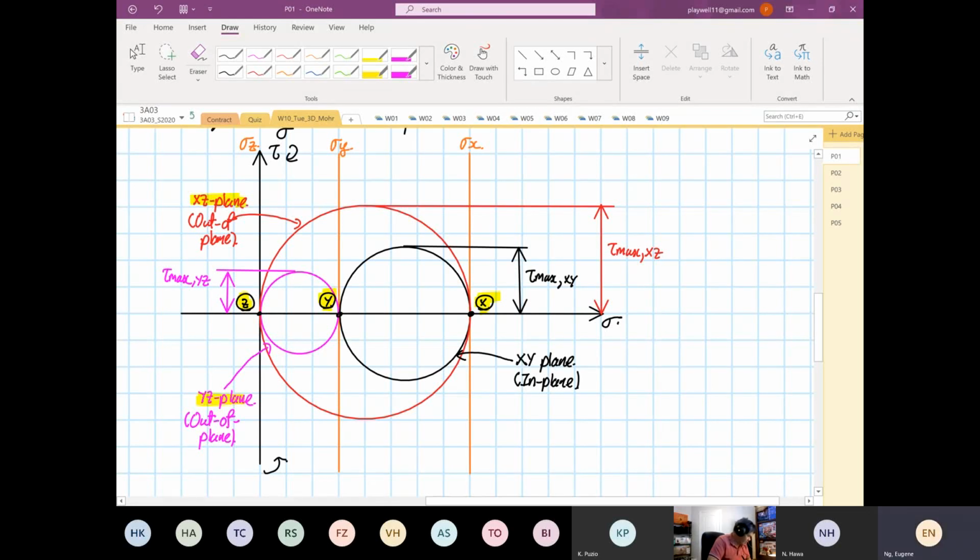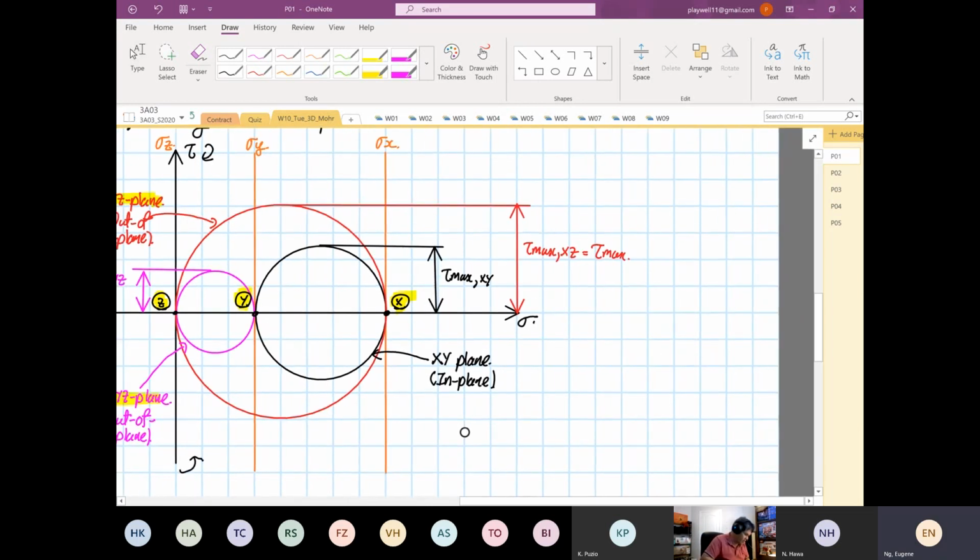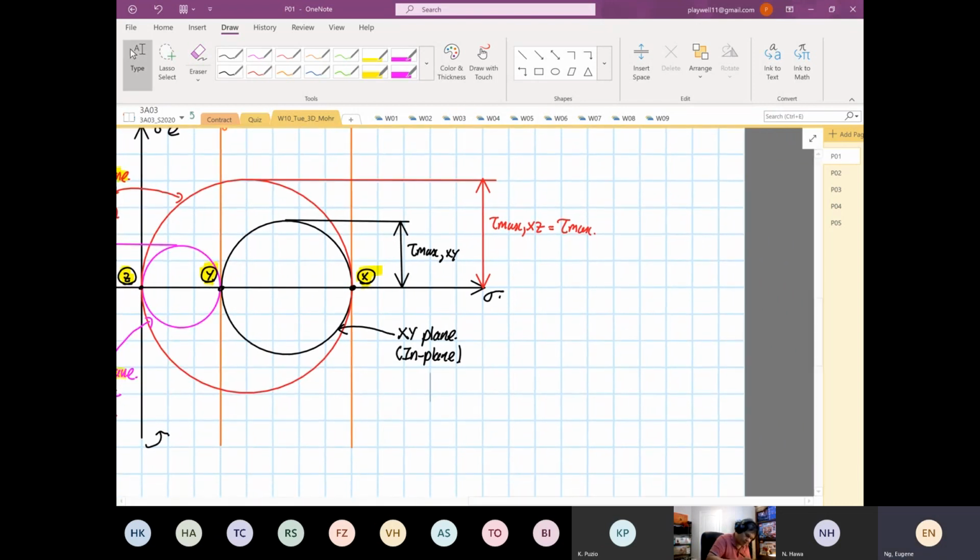Okay. And the last one that we've drawn, right? This is in fact equal to the tau max. It's the biggest among all the three circles, right? So for this case, what we have seen now is tau max is equal to shear max xz, okay, which is equal to shear max zx. And from here, we can see to calculate tau max is stress x divided by 2.